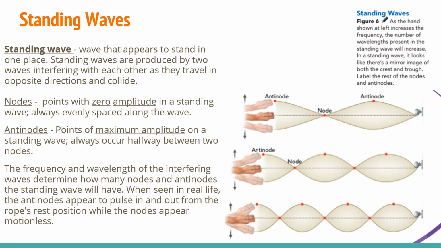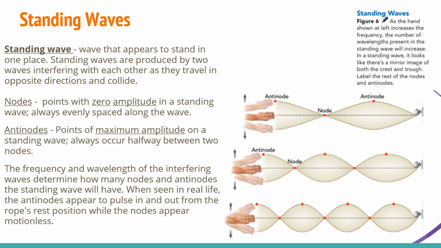Standing waves. So a standing wave is a wave that appears to stand in one place. Standing waves are produced by 2 waves interfering with each other as they travel in opposite directions and collide. Nodes are points with 0 amplitude in a standing wave, always evenly spaced along the wave. Antinodes are points of maximum amplitude on a standing wave, and they always occur halfway between 2 nodes. The frequency and wavelength of the interfering waves determine how many nodes and antinodes the standing wave will have.